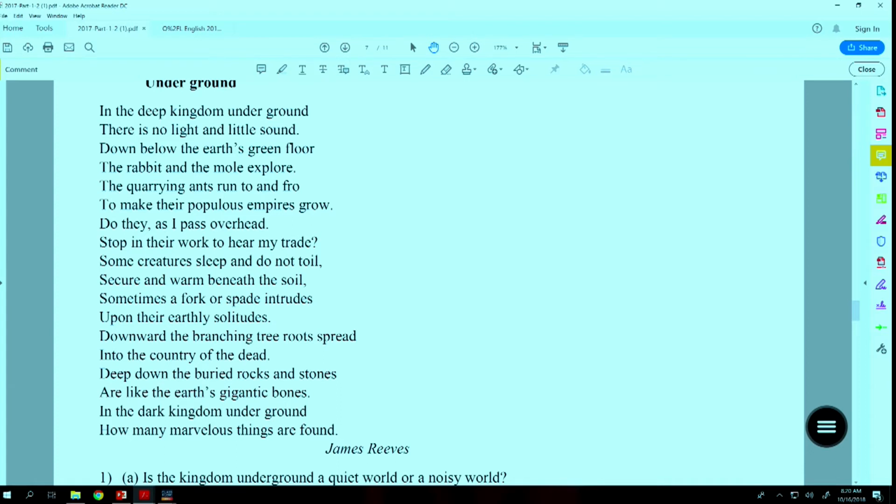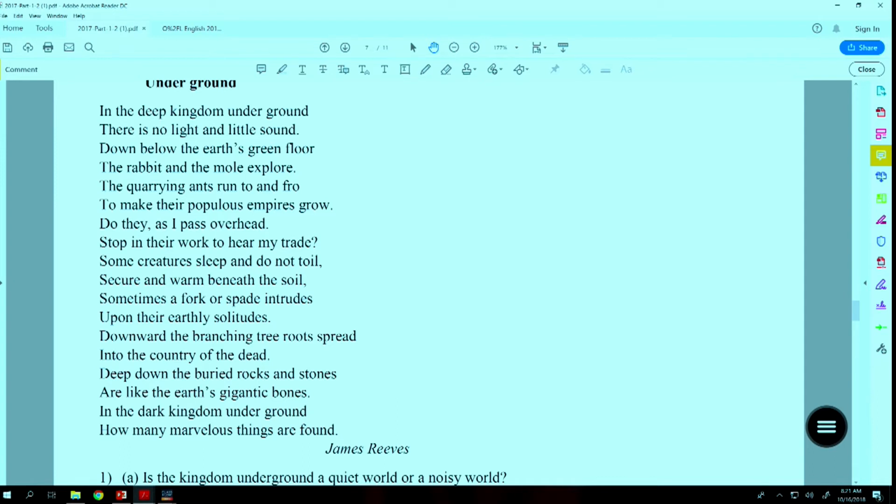Some creatures sleep and do not toil, secure and warm beneath the soil. Sometimes a fork or spade intrudes upon their earthly solitudes. Downward the branching tree roots spread into the country of the dead. Deep down the buried rocks and stones are like the earth's gigantic bones. In the dark kingdom underground, how many marvelous things are found.